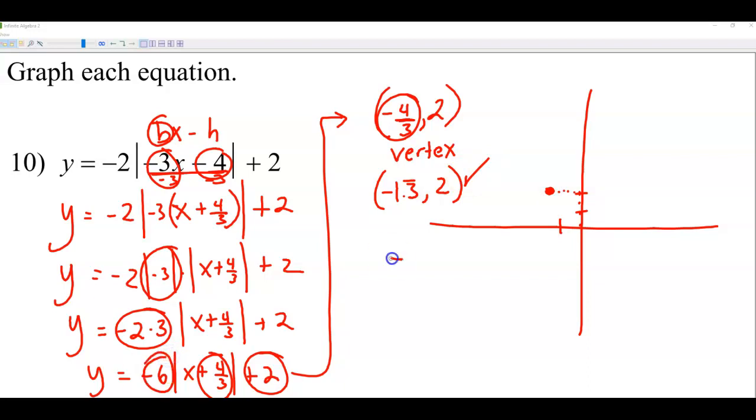Okay, now we're ready for our slope. My slope is -6/1. That means I'm going down since it's negative, and we're going to go left and right 1.